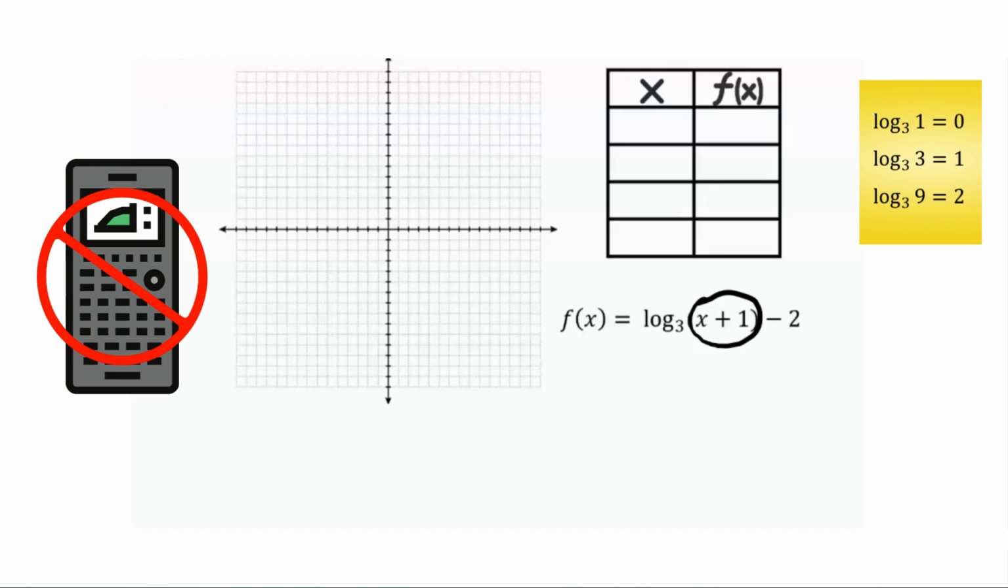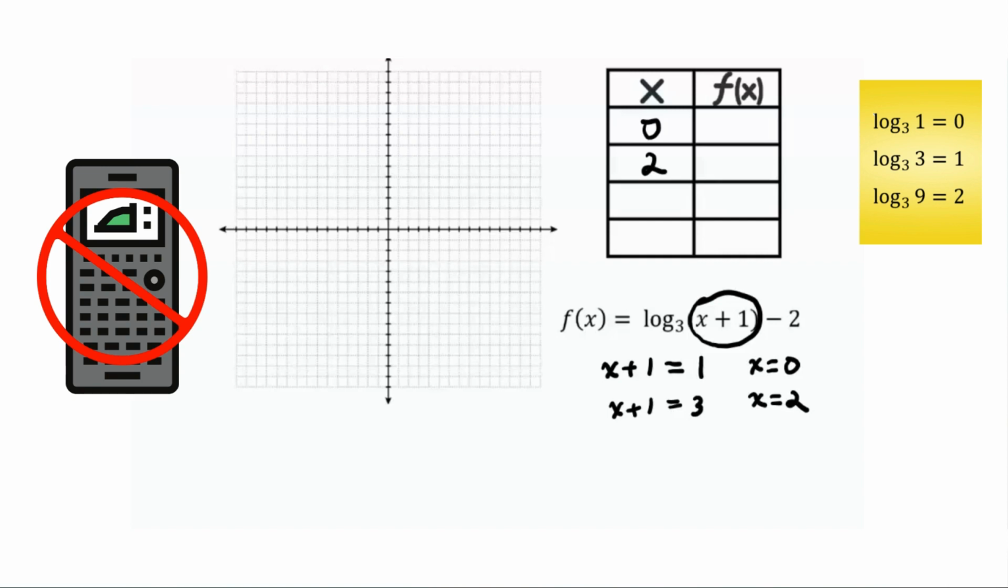So the first thing we would do is set x plus 1 equal to 1. And then if you solve for x here, you would get x equals 0. So 0 is going to be one of the values I choose for x. Along that same line, if we want to create a log base 3 of 3, because that's an easy value to do in our head, we would set x plus 1 equal to 3, and we would get x equal 2 when we solve for x. So 2 would be another value that we want to use.